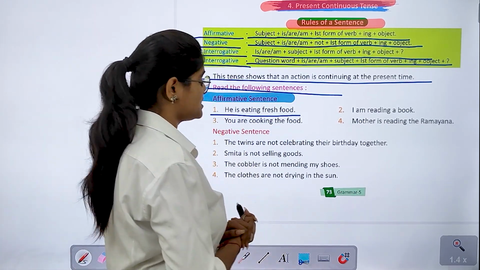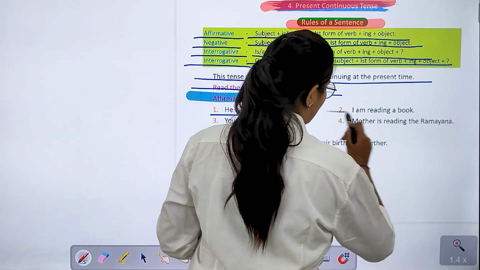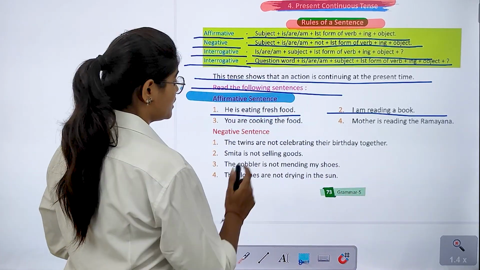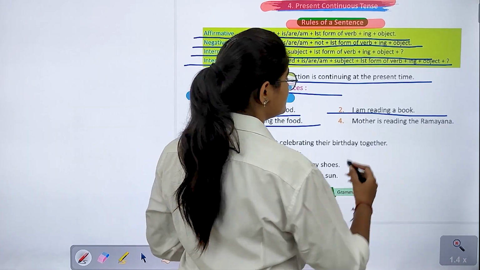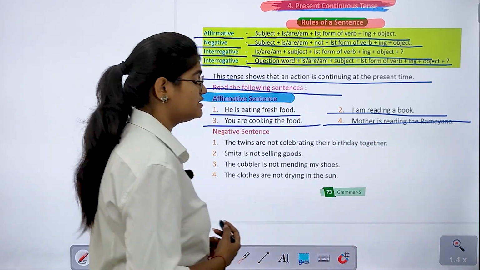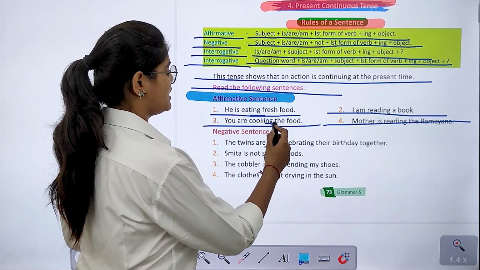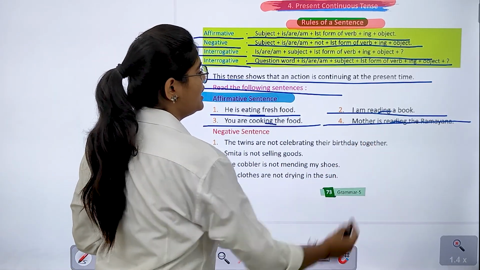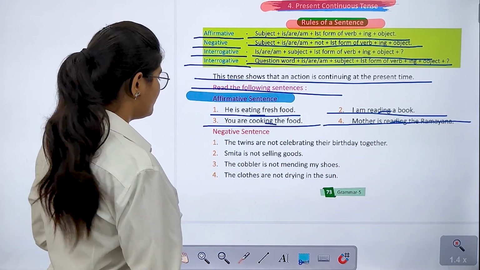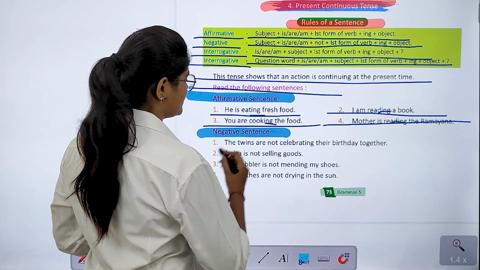He is eating fresh food. I am reading a book. You are cooking the food. And mother is reading the Ramayana. So as we all can see that in the verbs we have added ing, and ing. Right? After that, the next thing is negative sentence.